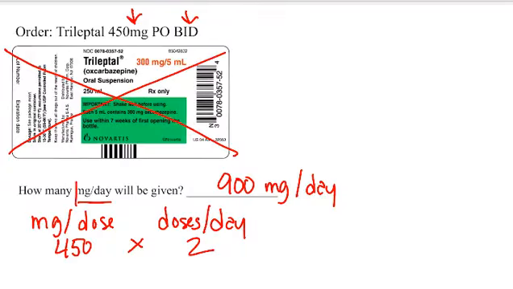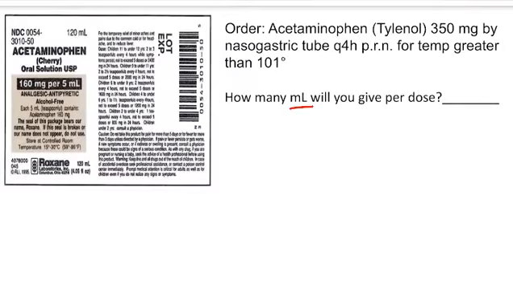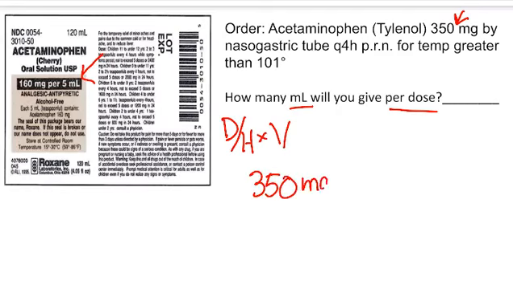Again, this is why it's really important to read the end of the question first to say, what do I need to know to answer that question? Okay, mils per dose. I'm going to need my doctor's order, and I'm going to need my drug label concentration. This is going to be a D over H times V calculation. My D is my doctor's order, 350 milligrams. And what do I have? I have 160 milligrams times 5 milliliters. Go to my calculator, 350 divided by 160 times 5.